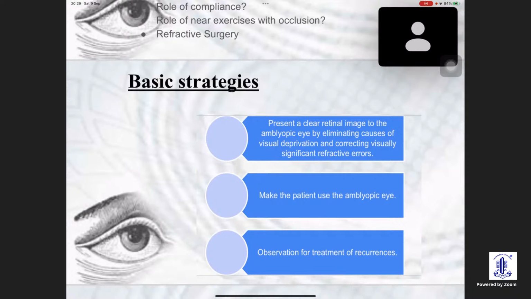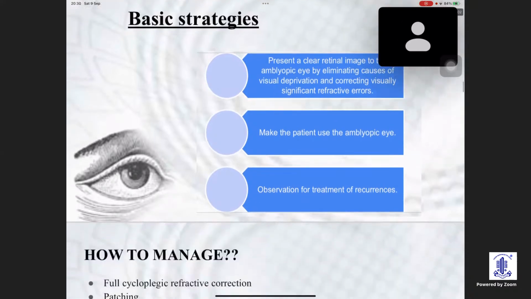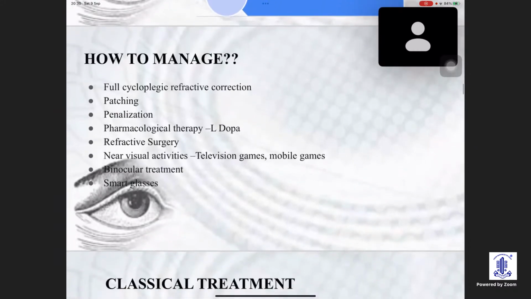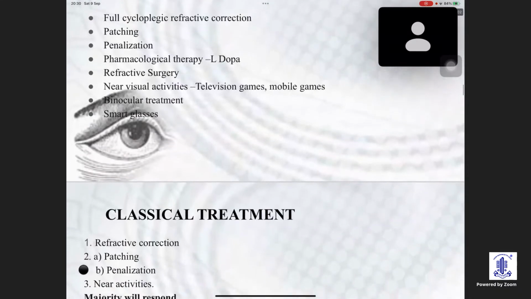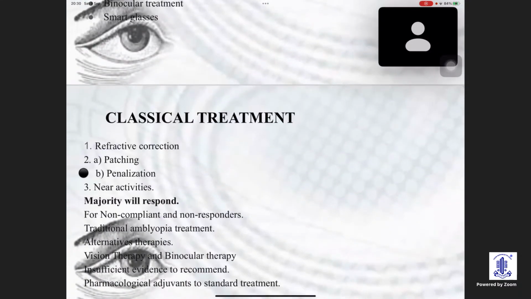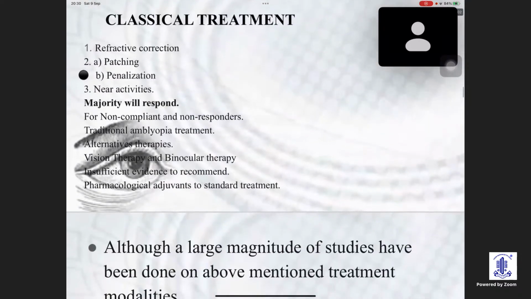Secondly, you have to make the patient use the amblyopic eye, and you have to observe the patient for any recurrence. Full cycloplegic refractive correction, patching, penalization, pharmacological therapy, refractive surgery, near visual activities in the form of television and mobile games, binocular treatment, and smart glasses are some of the treatment modalities. Classical treatment is refractive correction, patching, penalization, and near activities, and the majority of patients will respond to this treatment.